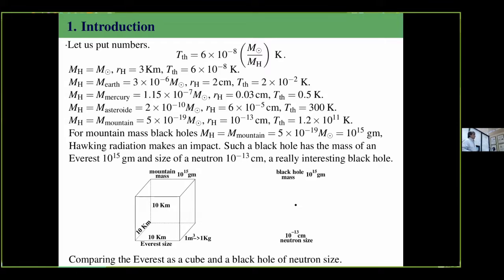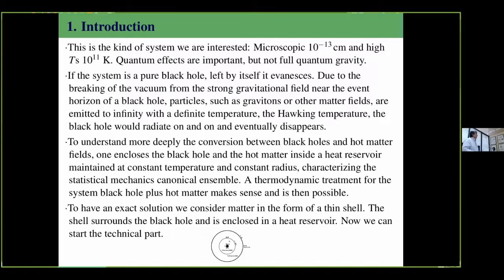And so here you see, we depict the Everest with 10 kilometers by 10 by 10, and we put 1 kilogram into 1 cubic meter, and you get 10 to the 15 grams. Now you compact this to the size of the neutron, so you have Everest at the size of the neutron, and you get a black hole with 10 to the 11 Kelvin. So these systems that are hot, in a sense, are the kind of system that we are interested in. So say microscopic, and high temperatures. Quantum effects are important, but we do not need full quantum gravity.